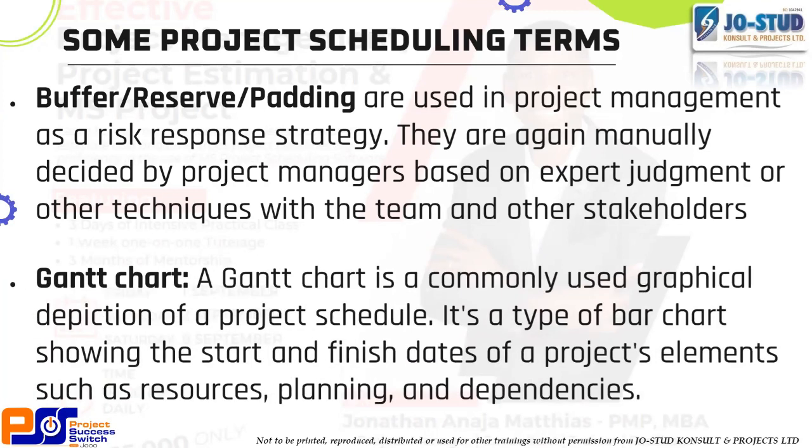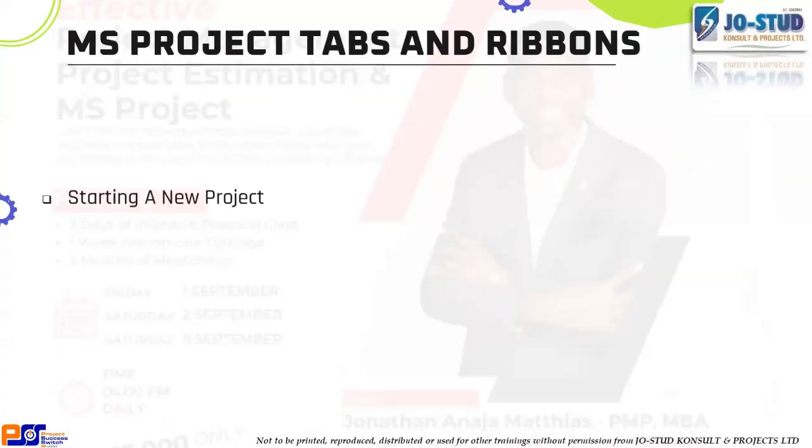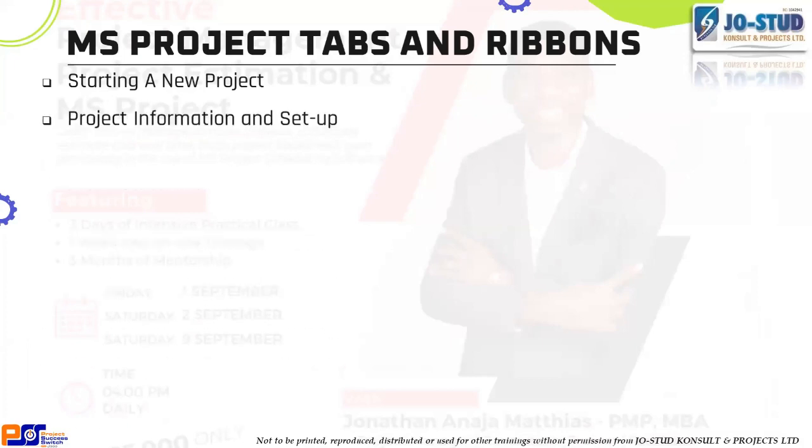Now, a Gantt chart is a graphical depiction of your project schedule. Everything I've been showing now is a Gantt chart. These bars I'm drawing to show you task relationships are actually a Gantt chart. We will see it shortly when we start practicalizing.